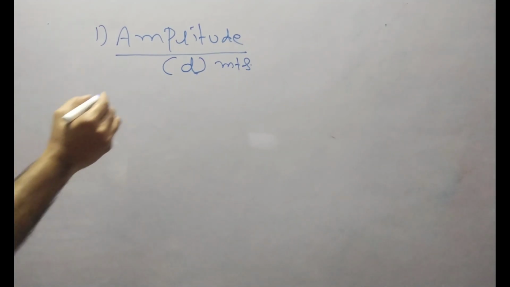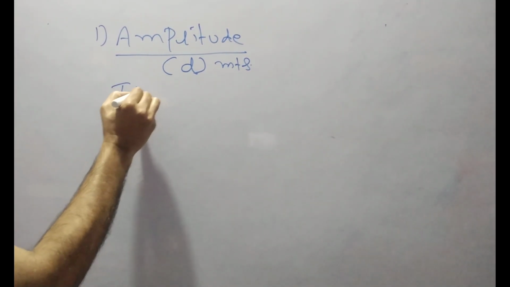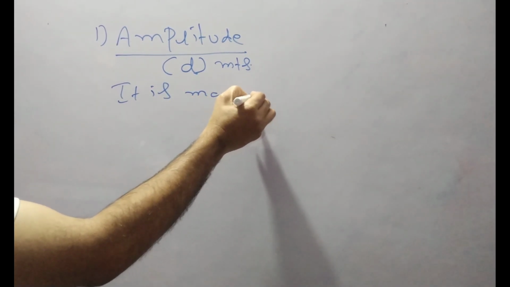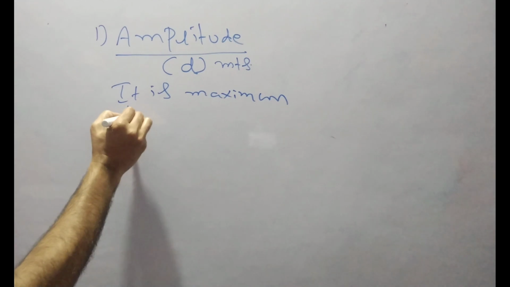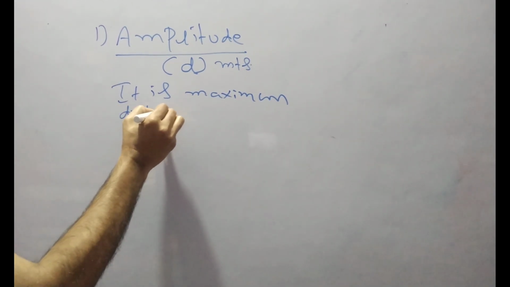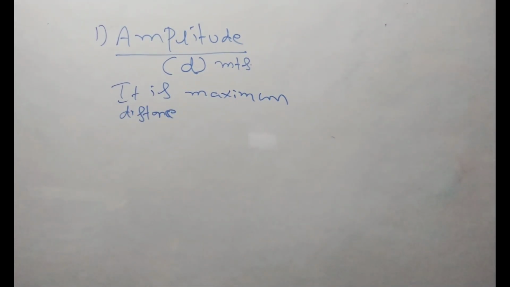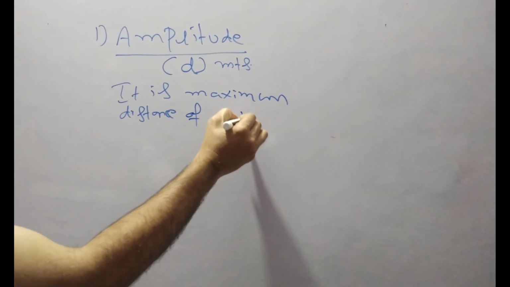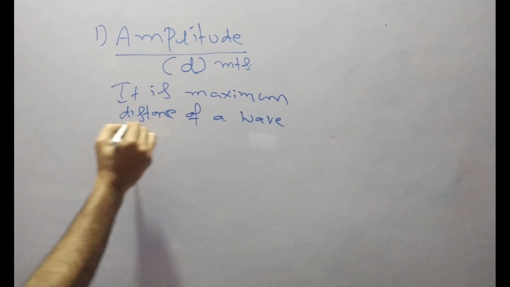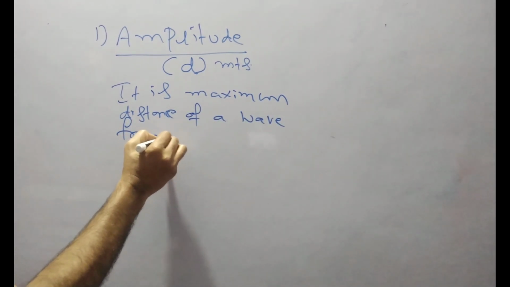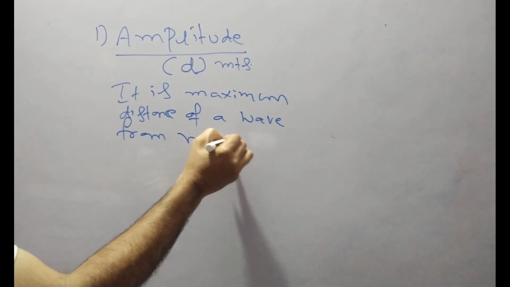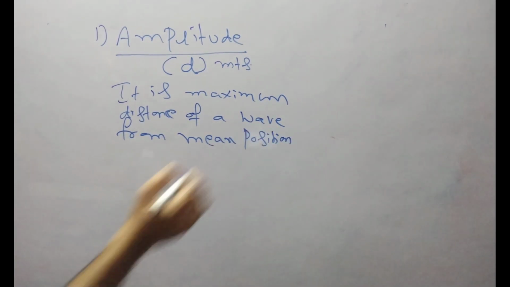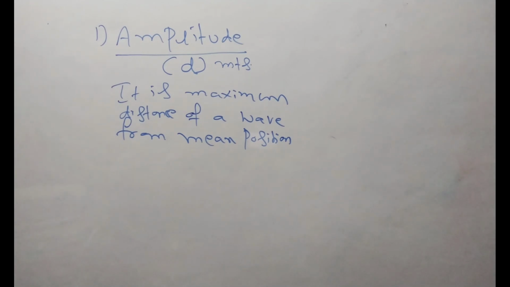It is the maximum distance of a wave from mean position. So this is the definition of amplitude of a wave.